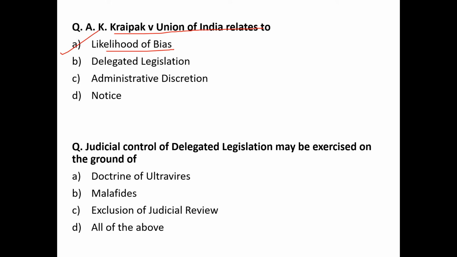Next question. Judicial control of delegated legislation may be exercised on the grounds of the doctrine of ultra vires, correct. Mala fides, correct. Exclusion of judicial review, correct. So the answer will be option D, all of the above.